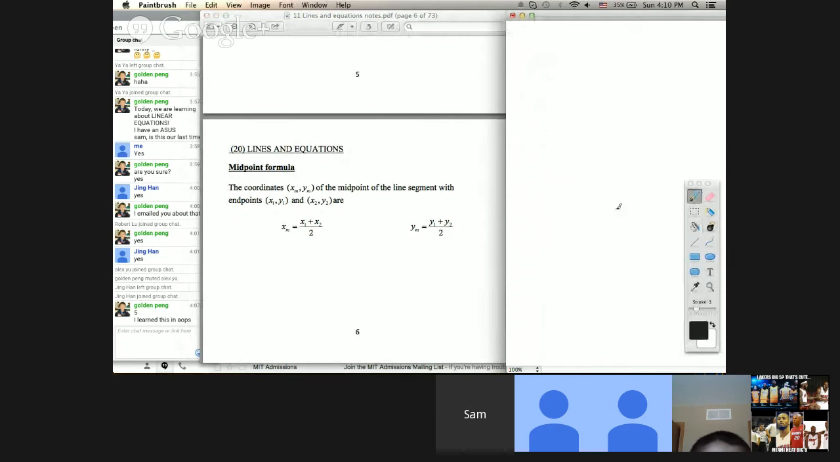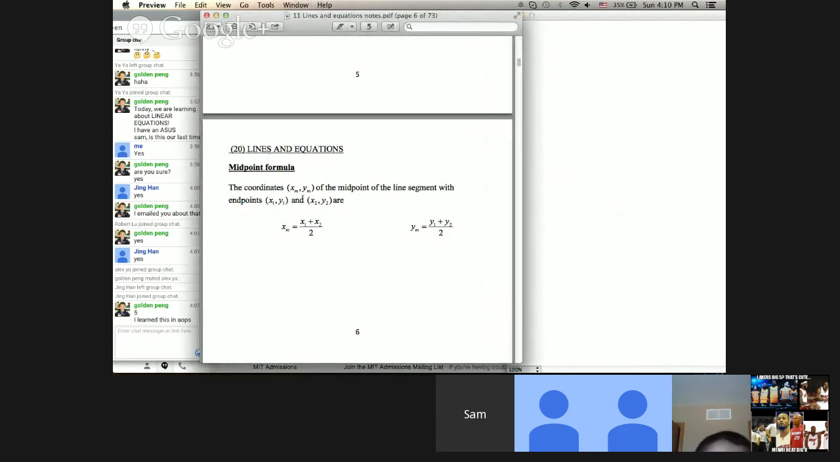Okay, so this is one really important point. It's called the midpoint formula. MATHCOUNTS usually tests on this a lot, actually. So the coordinates of the midpoint of a line segment with endpoints (x1, y1) and (x2, y2) is just basically you sum up the x's and divide by 2, and then you sum up the y's and divide by 2, and that's your point.